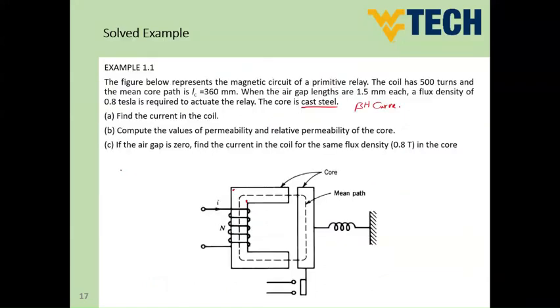In B, the example says compute the values of permeability and relative permeability of the core. So we need to know the values of permeability, which is the total permeability, and the relative permeability as well. You know that mu equals mu naught times mu r. And mu naught is constant, 4 pi times 10 to power minus 7. So after getting the permeability, we can calculate the relative permeability.